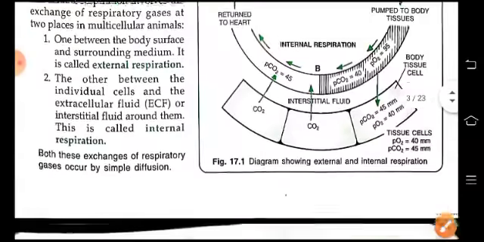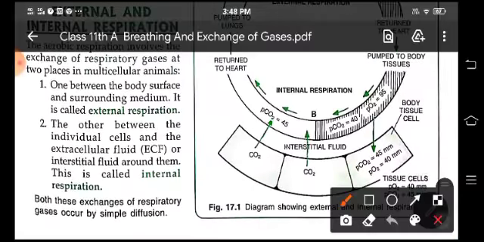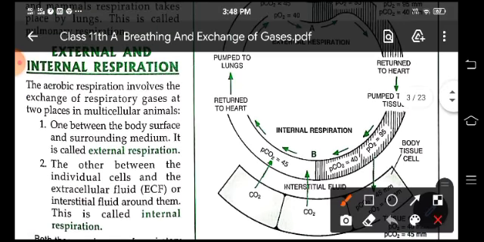Now come to external and internal respiration. Aerobic respiration includes exchange of gases at two places in multicellular animals. One is between the body surface and the surrounding medium, which is called external respiration, and the other is between the individual cells and the extracellular fluid or interstitial fluid. This is called internal respiration.